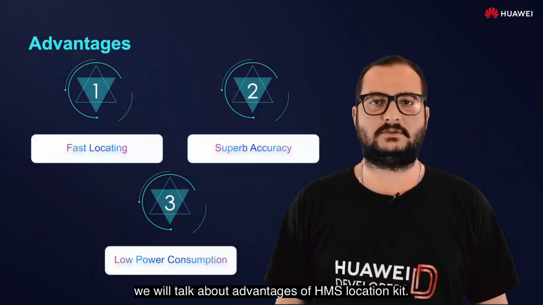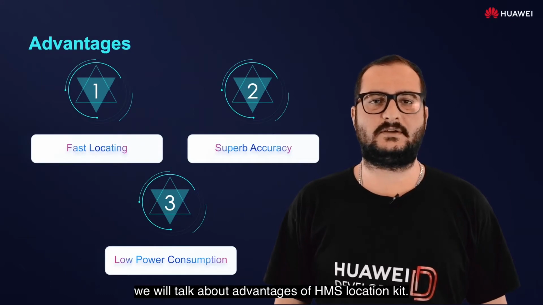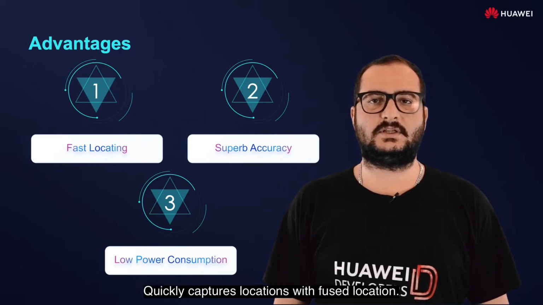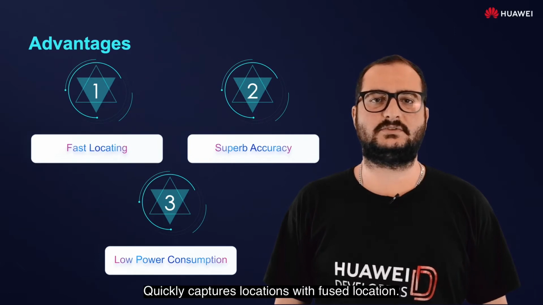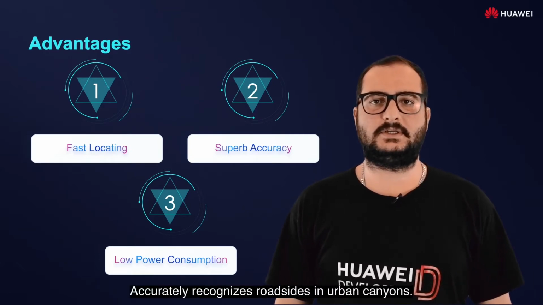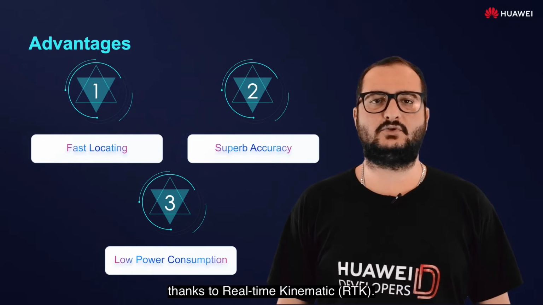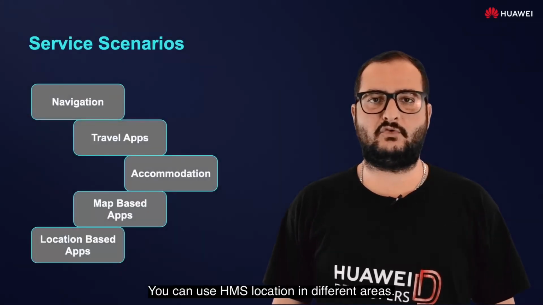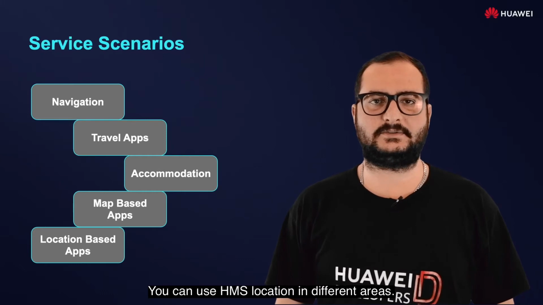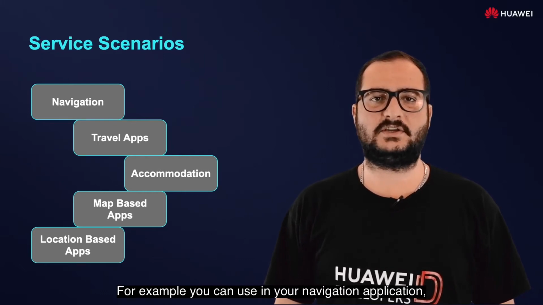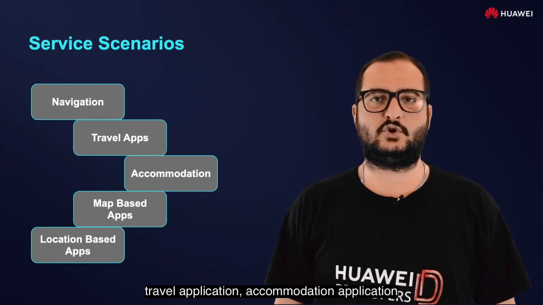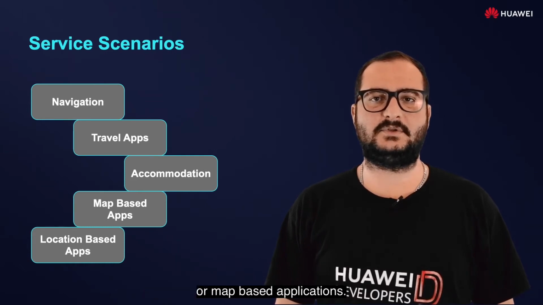In this section, we will talk about advantages of Huawei Mobile Services Location Kit. Fast location: quickly captures locations with fused location. Superb accuracy: accurately recognizes roadsides in urban canyons, and pinpoints locations to within a meter in open areas thanks to real-time kinematic. Low power consumption: uses energy-efficient chip-based geofencing. You can use Huawei Mobile Services Location Kit in different areas. For example, you can use it in your navigation application, travel application, accommodation application, or map-based applications.